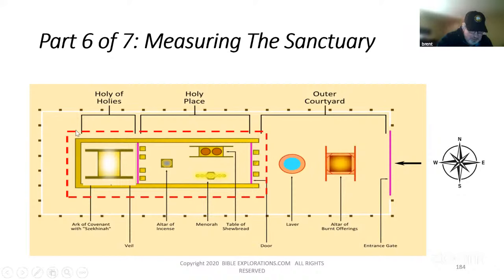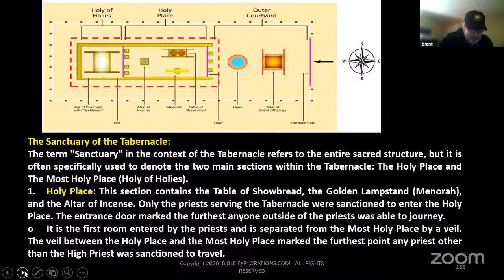So this little red dotted line here is what we're referring to about the sanctuary, this little box inside here, which is the most holy place and the holy place. So the term sanctuary in the context of the tabernacle refers to the entire sacred structure, but is often specifically used to denote the two main sections within the tabernacle, the holy place and the most holy place, or the Holy of Holies.